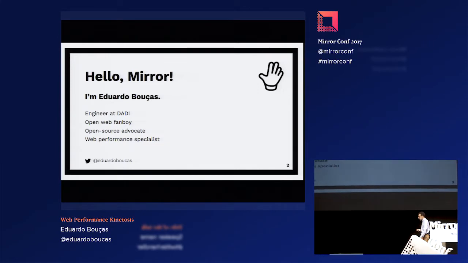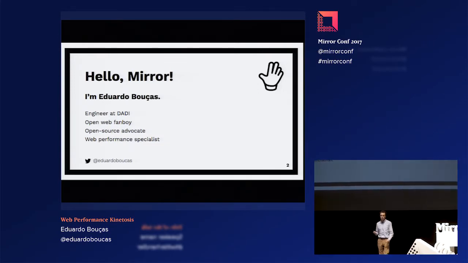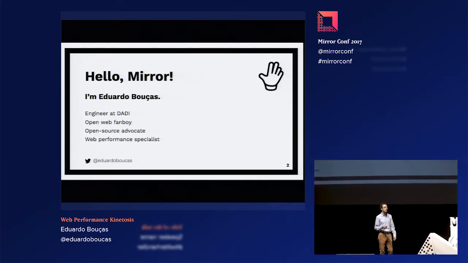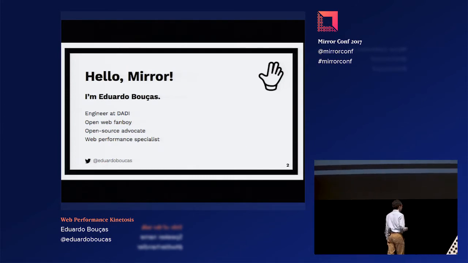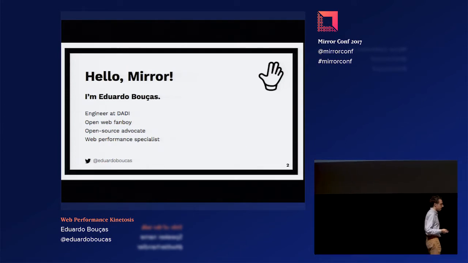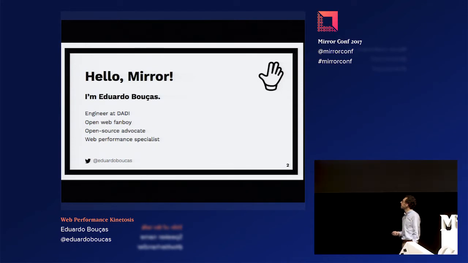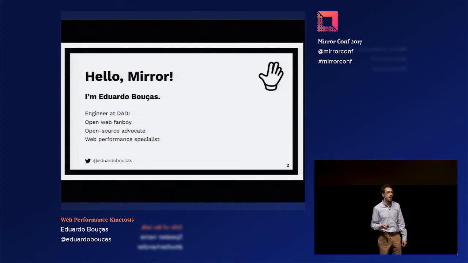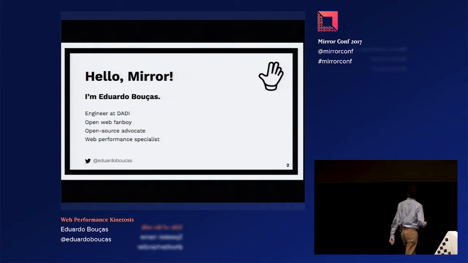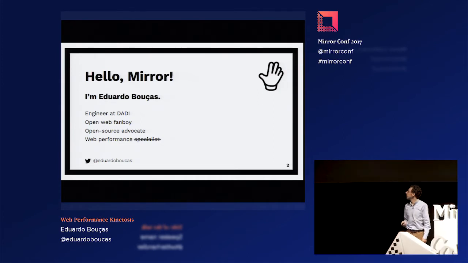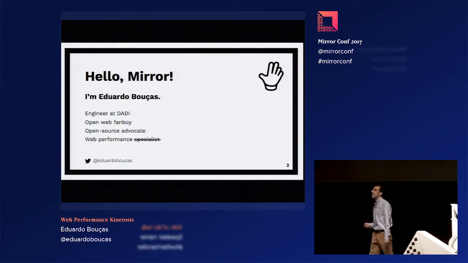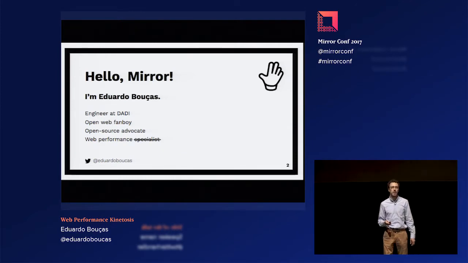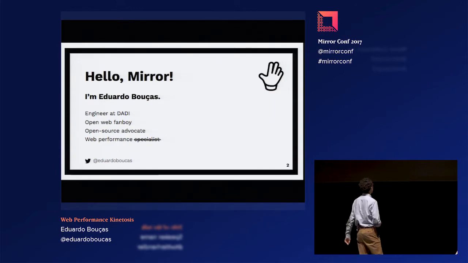A little bit about myself. My name is Eduardo. I'm an engineer at Daddy. I'm a big fan of the open web. I'm also a big believer in open source software. But perhaps most importantly for my talk today, and I very confidently say this, I am not a web performance specialist. I can point you to a lot of people that you should follow on Twitter if you want to learn loads about web performance. I'm not really one of them.